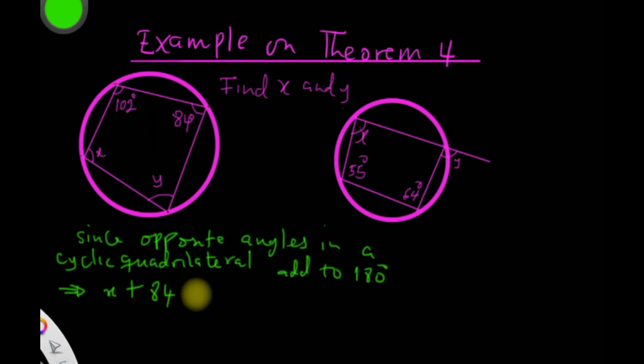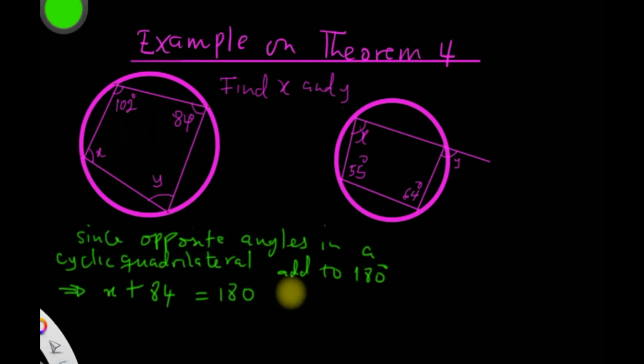x plus 84 will give us what? 180. Have you seen? Okay, so x is an opposite angle. So when we add x to 84, you have to get what? 180 degrees. That's what, according to this theorem. So what does it imply?